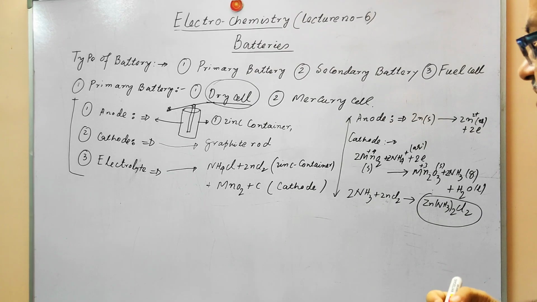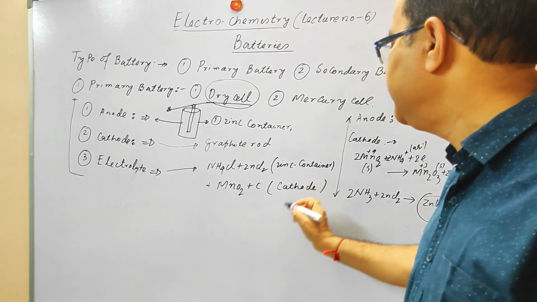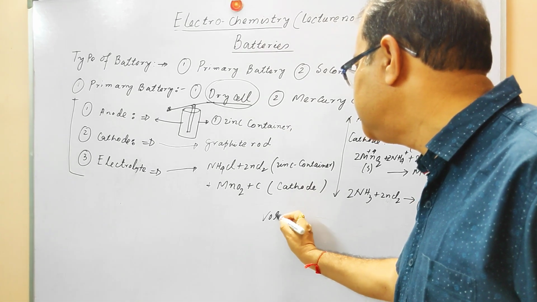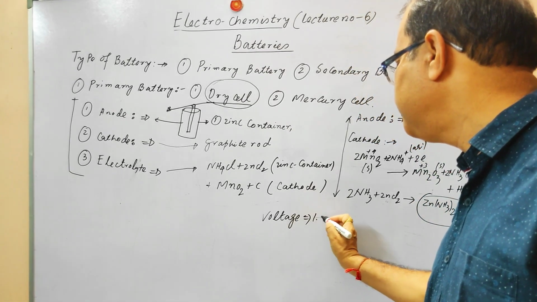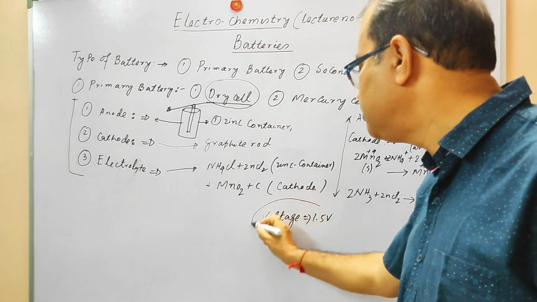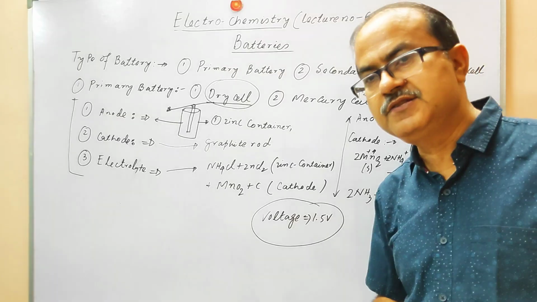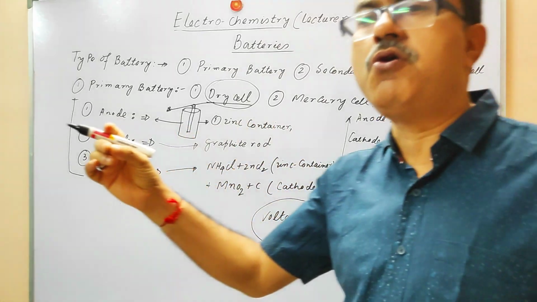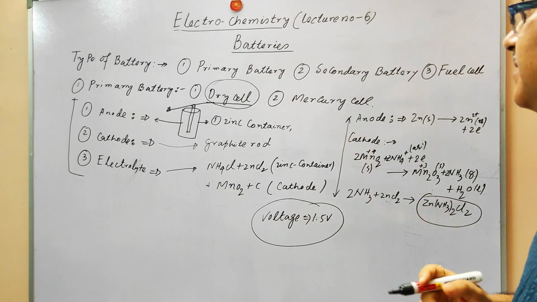Now what is the voltage of this cell? In this cell, the voltage is 1.5 volts, and it is used in transistors, clocks, different types of applications where there is a need for a higher amount of electricity. So this is the dry cell.